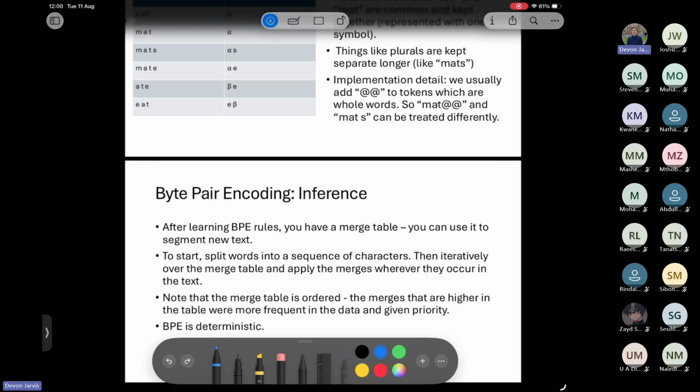Does anyone have any questions about this? Is this process easy? Could we all do it on paper on a small example, both training and inference?